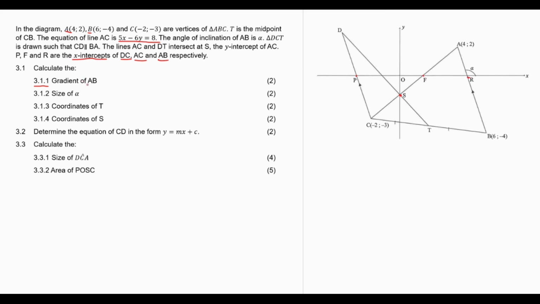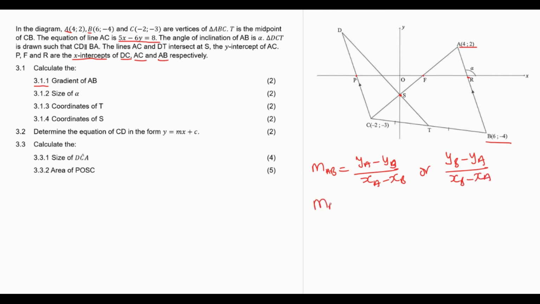Calculate the gradient of AB. We want the gradient of AB. Right, we have the coordinates of A and the coordinates of B, so we can find the gradient of AB. The gradient of AB is equal to y at A minus y at B over x at A minus x at B. Or you can say y at B minus y at A over x at B minus x at A. You get the same answer.